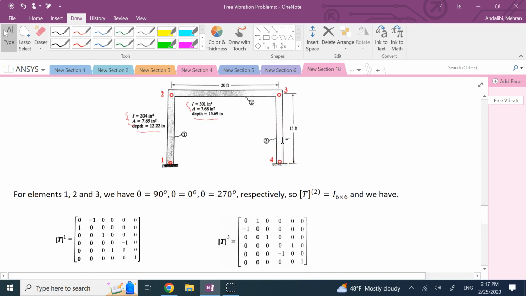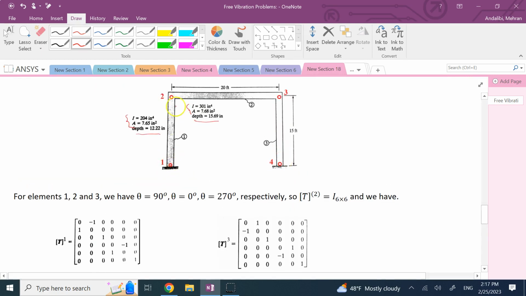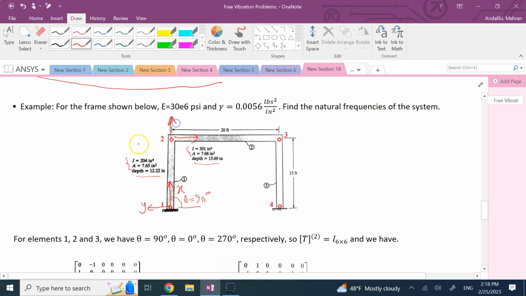Now, what we have here is for elements 1, 2, and 3, the angles are 90 degrees, 0, and 270, right? Because the vector here is like this. This is your local frame here. That is X, and this is Y. Right, so you see clearly with respect to the horizontal axis, you have a theta of 90 degrees. In this case, this is your local frame, which is the same as the global frame, so theta is 0.